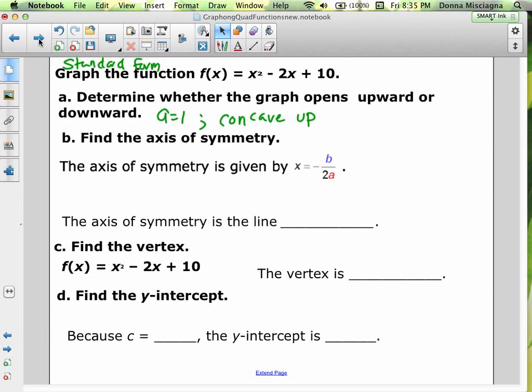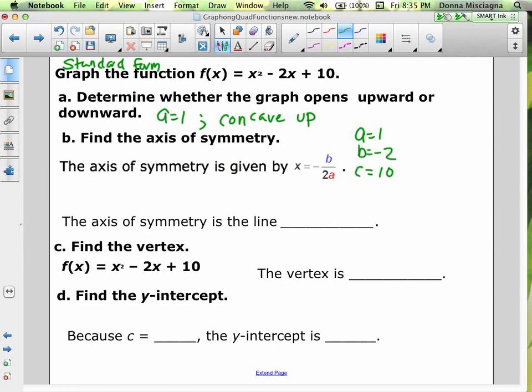All right, so since it's standard form, we're going to use our formula for our axis of symmetry. All right, so x is equal to negative b divided by 2a. I wrote down our a is 1, and our b is negative 2. And our c is 10. Let's write that in there. All right, so axis of symmetry is going to be x equals negative negative 2 divided by 2 times 1. That's going to give us a positive 2 divided by 2, so our axis of symmetry is 1.